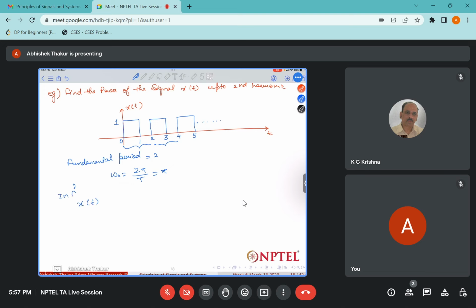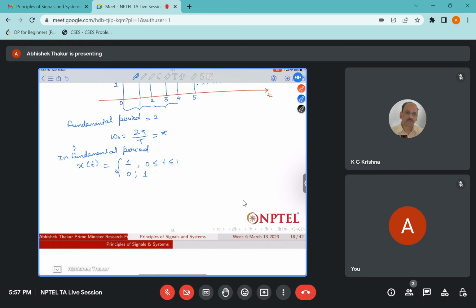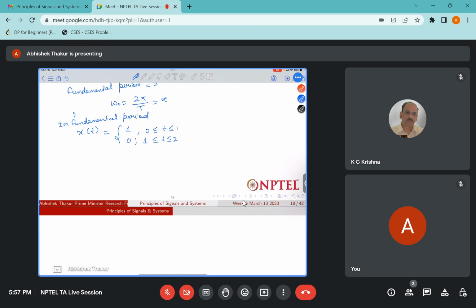In the fundamental period, x(t) can be defined as 1 when t is between 0 and 1, and 0 when t is from 1 to 2. And we know that the coefficient Cn can be found as 1 by T, integral from 0 to T of x(t) into e to the power minus j n omega naught t dt.